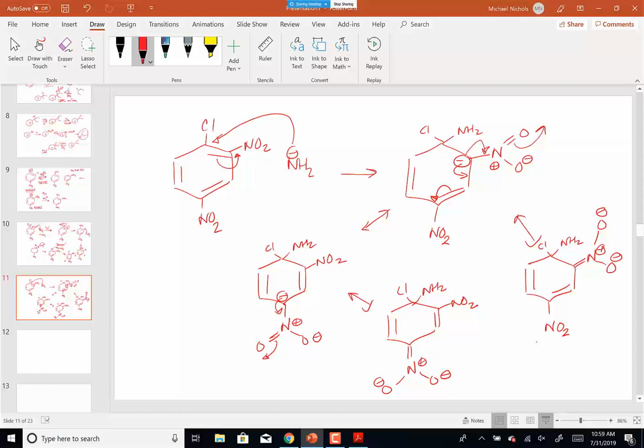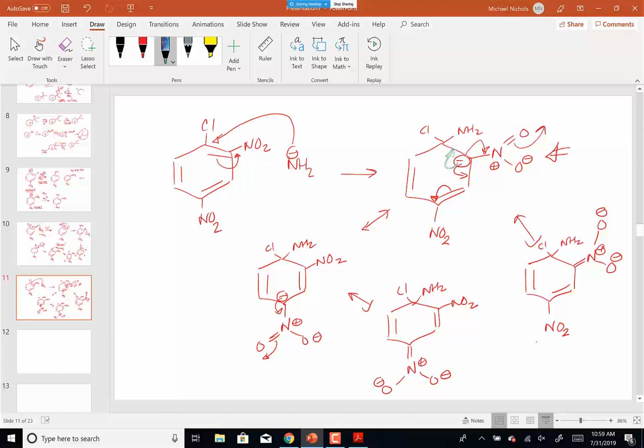So then, to end this, we go back to the first resonance structure, which is this one. And I'm going to change colors here. And so what's going to happen is this negative charge then is going to go back to form the double bond, and now either the chlorine or the NH2 group is going to leave. Which one's the better leaving group? Cl all day long.